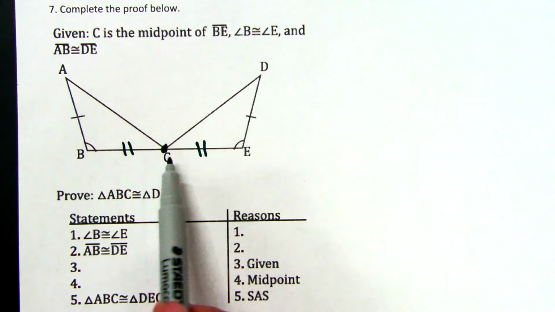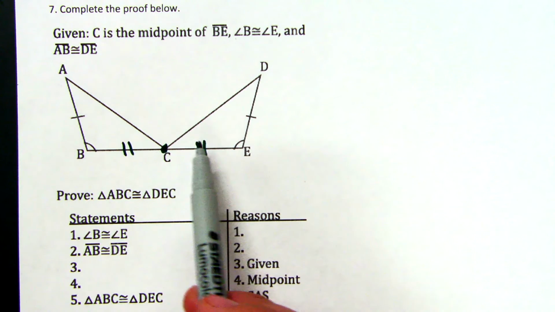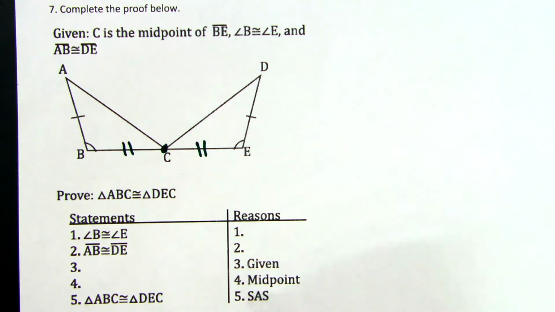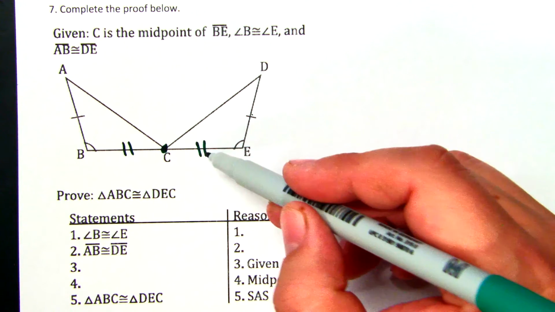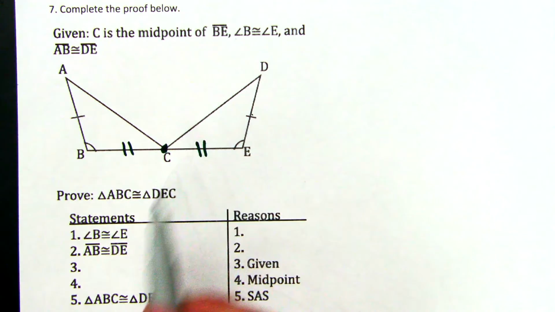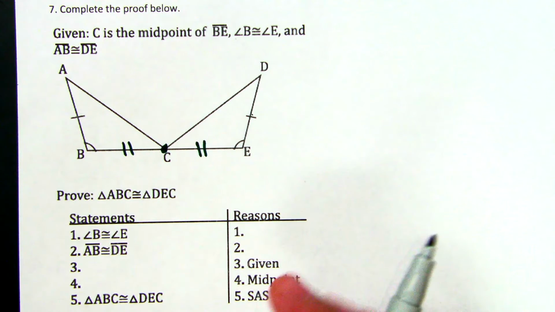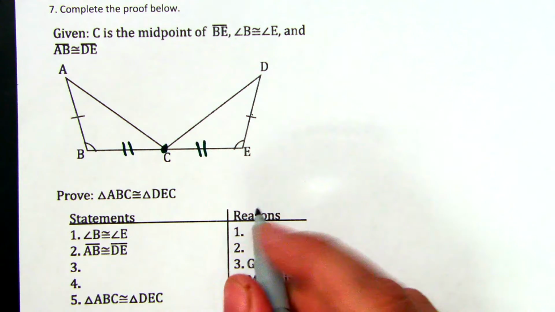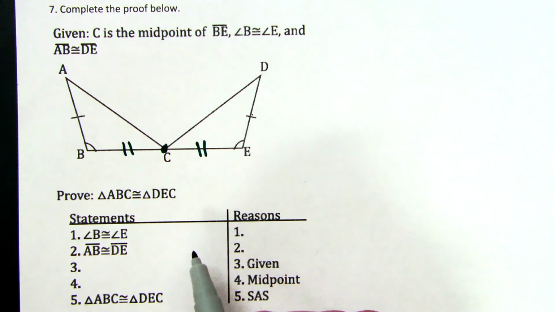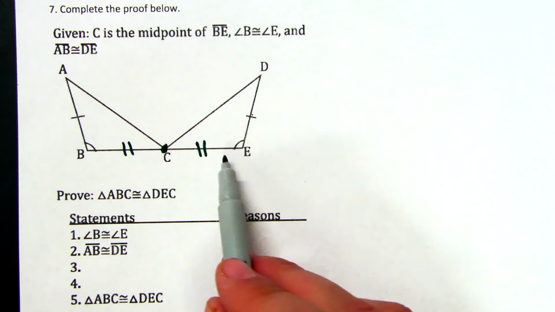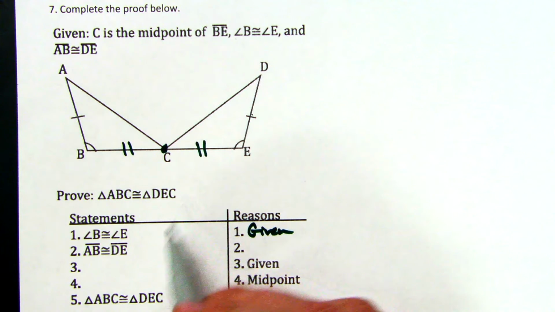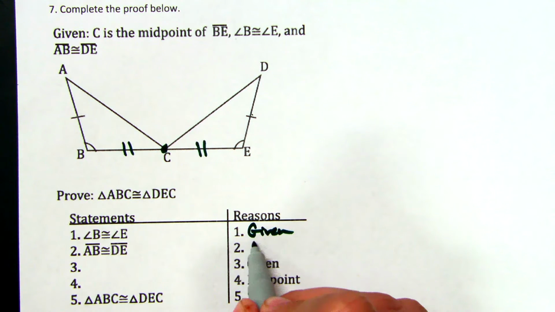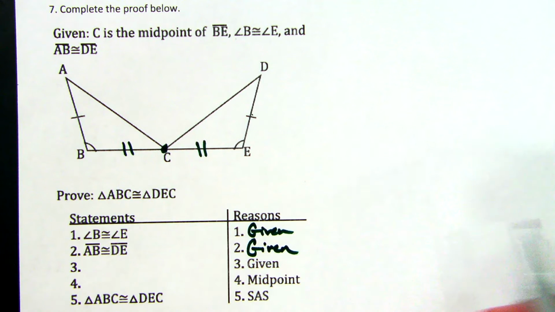So that's ABC, DEC. What am I going to use? Before I even start looking at it, I'm going to use side, angle, side. The angle is the included angle, so I can use that. It's not SSA, which we know we can't use. All right, so what do I have? Angle B is congruent to angle E. Well, that's given, so that's my reason there. AB is congruent to DE. That's also given. Okay, so that's fine.